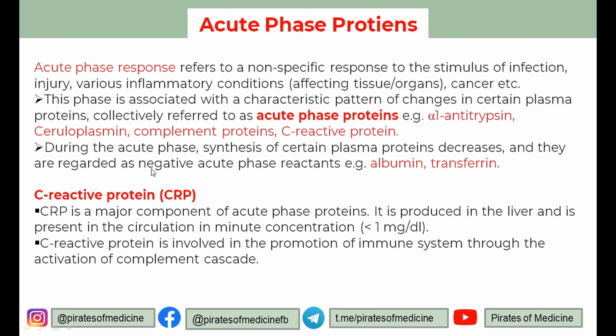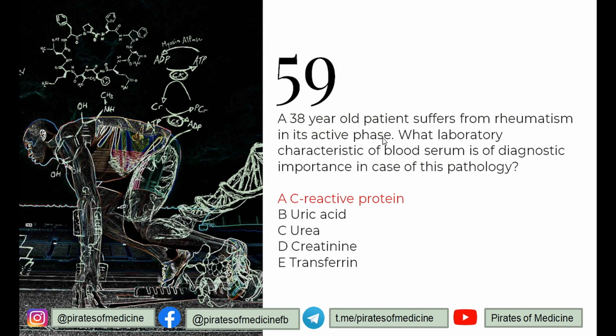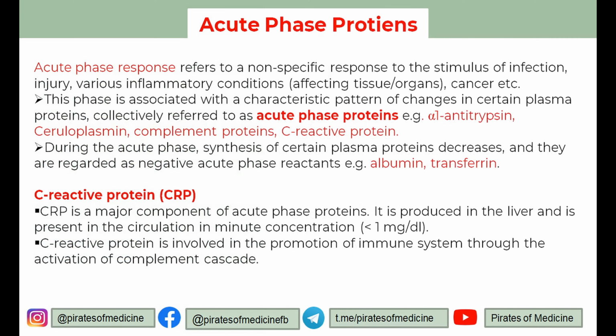C-reactive protein or CRP is a major component of acute phase proteins. It is produced in the liver like all proteins, and it is present in the circulation in very low concentration, less than 1 milligram per deciliter. But during inflammation or any infectious process, it is increased. What is its function? It is involved in promotion of the immune system by activating the complement system or complement cascade. So in inflammation, or over here in rheumatism, it will be increased and it can act as a non-specific diagnostic marker in this case. Understood? Let's go to the next one.